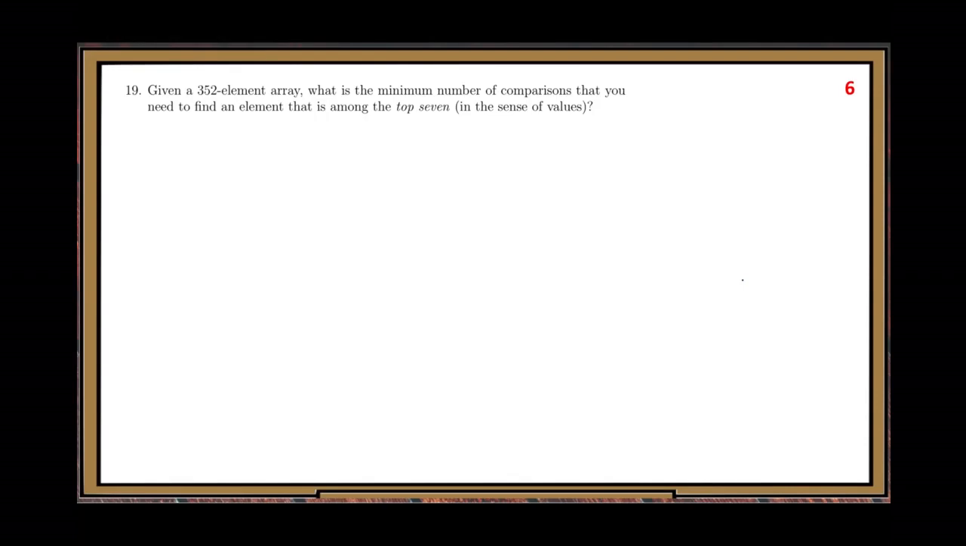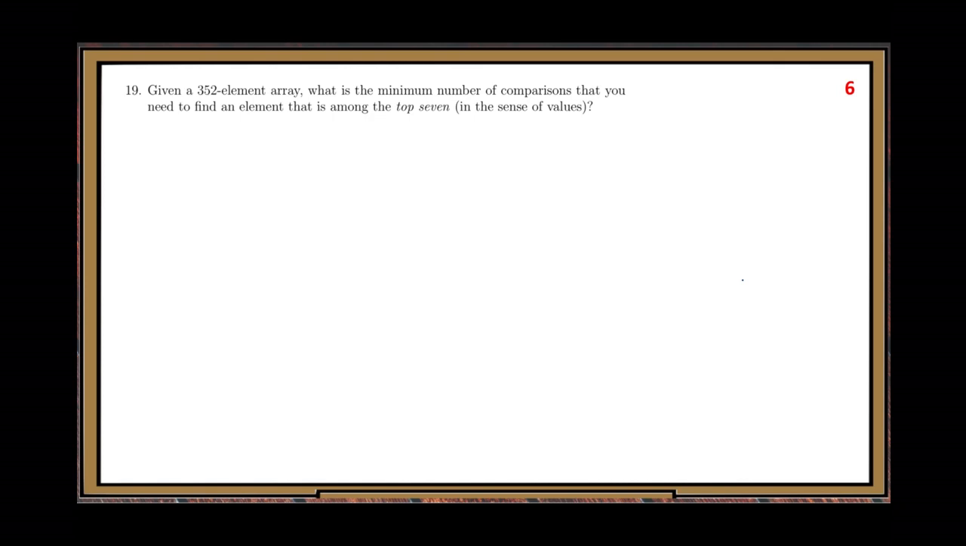Now let's look at question number 19 of homework assignment number 1. For this question, I already gave you a hint video, so the analysis part I do not repeat again. If you want a better understanding of the analysis part, you can look at that video again. Here I talk about the solution part.